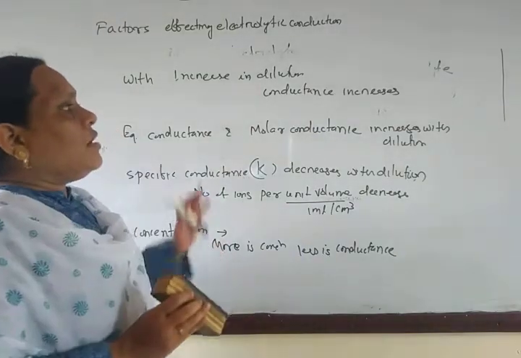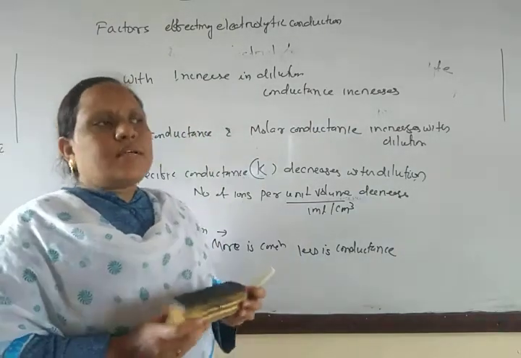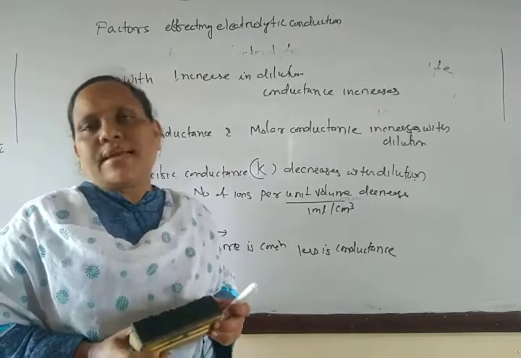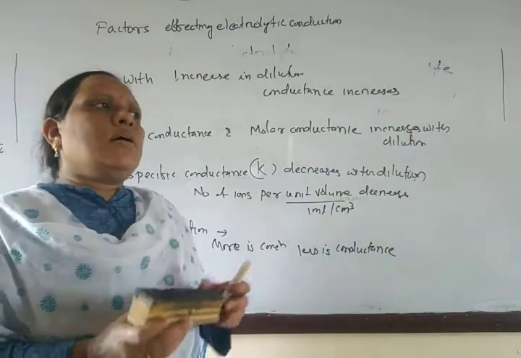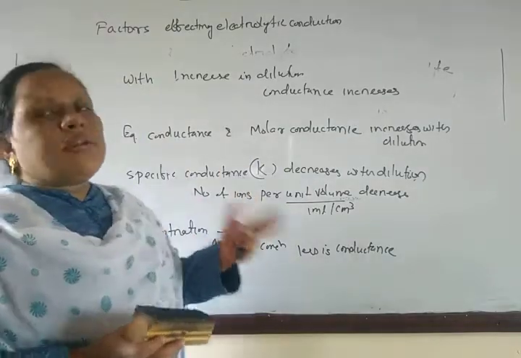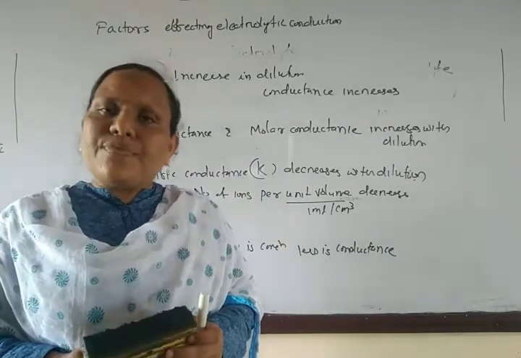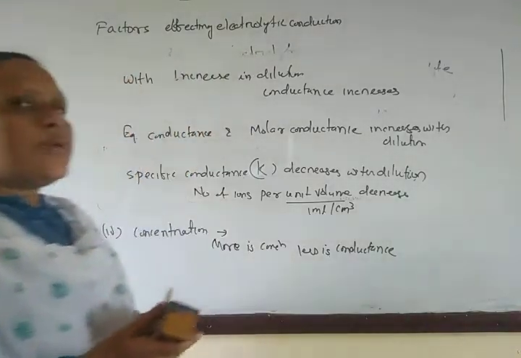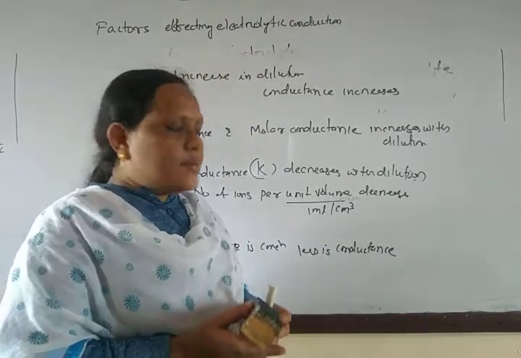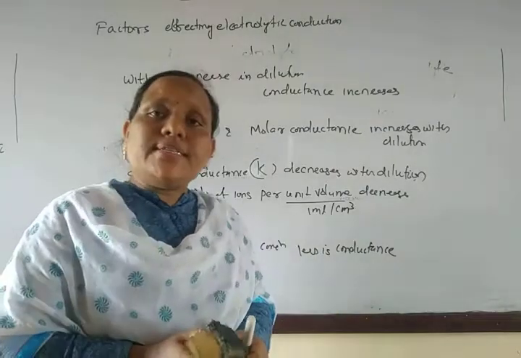Now next, how this equivalent conductance or molar conductance depends on dilution. The quantitative relationship between dilution and the equivalent conductance for weak electrolytes is generally given by Kohlrausch's law. So now let us discuss what is Kohlrausch's law.